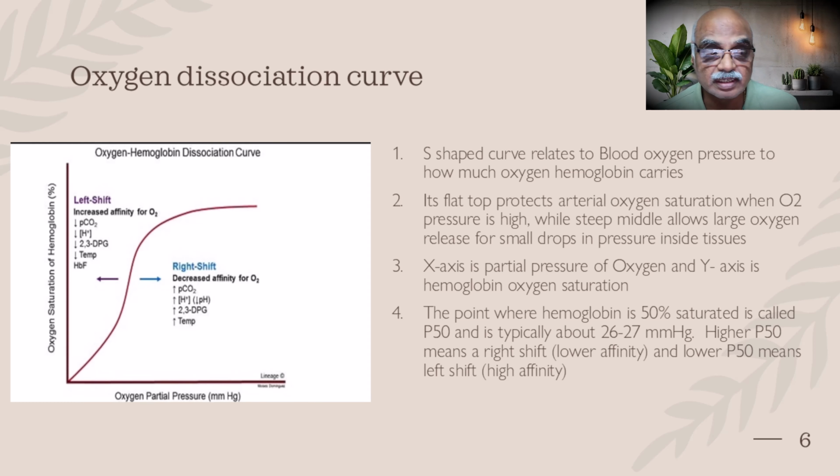The sigmoid or S-shaped curve is due to the positive cooperativity of the hemoglobin. What exactly do you mean by the positive cooperativity of the hemoglobin? What happens is, if one oxygen molecule finds a place inside the hemoglobin, it opens up the other receptors. So in no time, the other three oxygen molecules get bound to the hemoglobin. That is the reason why the curve is pretty steep.